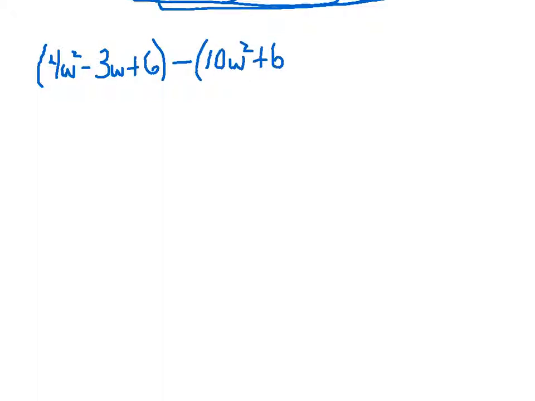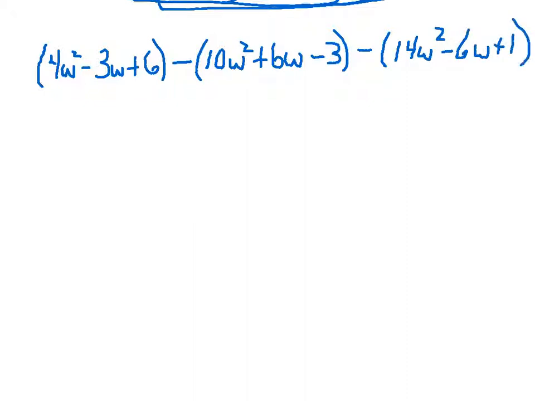Alright, first parentheses, let's do 4w squared minus 3w plus 6, close parentheses. We'll do a minus here, open parentheses. 10w squared plus 6w minus 3, close parentheses. And we're going to put another minus sign. What other number do I want to use? How about 14w squared minus 6w plus 1. Whoa.